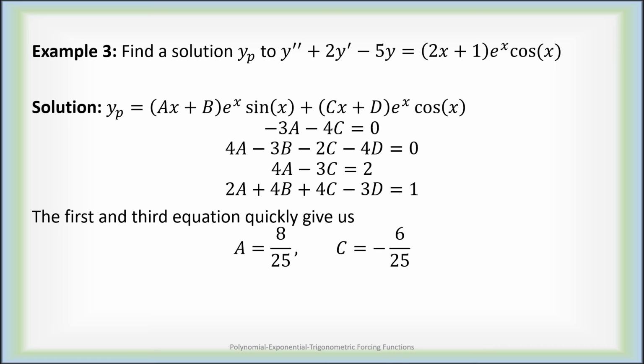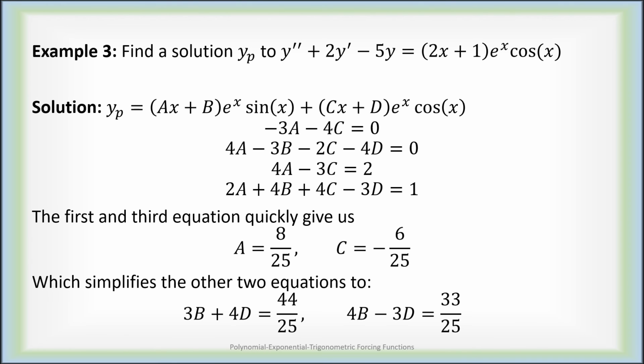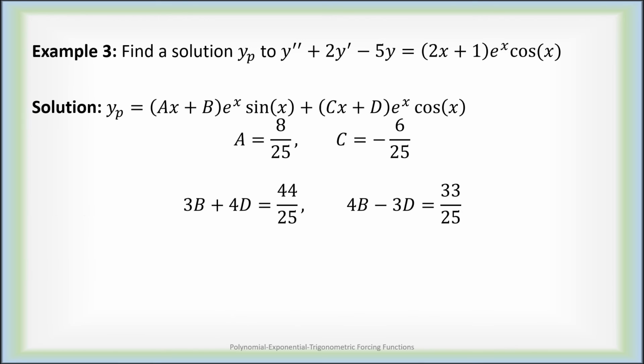Once I have those values for a and c, I can take them into the second and fourth equation. Now there's no more a and c because I've substituted in those values, and I just have two equations and two unknowns here. So if our proposed solution is what we wanted, we've actually determined that a must be 8 over 25 and c must be negative 6 over 25. The other two variables, b and d, must satisfy these two equations here. But as two equations and two unknowns, we can solve them straight away. 264 over 625 and 77 over 625 is what you should get.